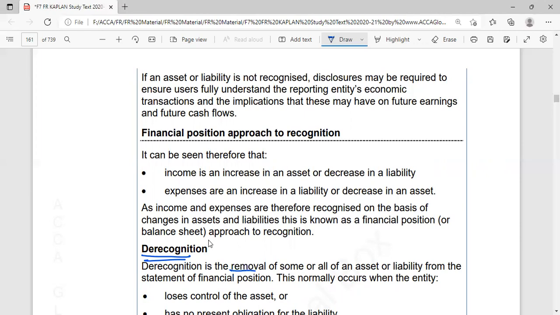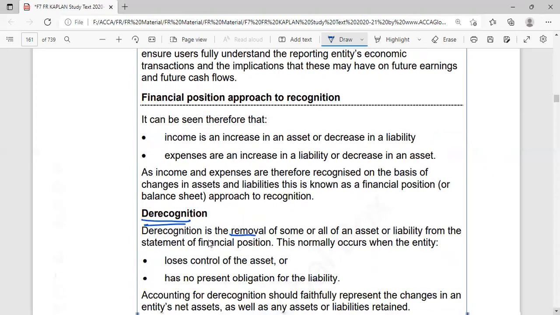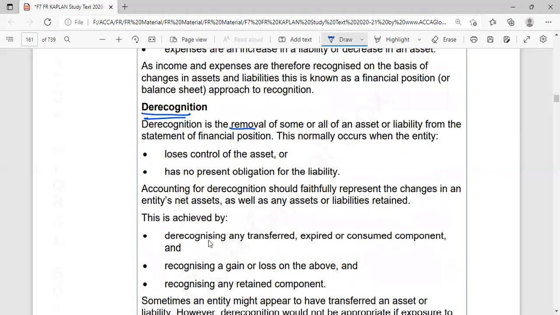When we recognize an item, first of all, it must meet the definition criteria. If it does not satisfy the definition criteria at any point of time in the future, then in that year we remove the respective item from the financial statement. The process is said to be derecognition. Generally, derecognition happens when the entity loses control over the asset, or it has no present obligation for the liability. Okay.